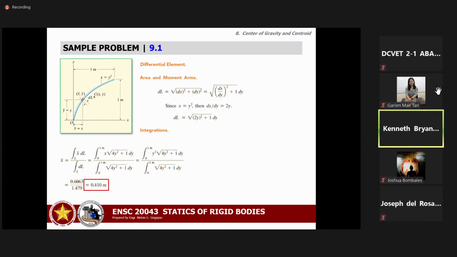Then for bar y, bar y is equal to the integral of y curl dl over the integral of dl. So that is equal to the integral of y times the square root of 4y squared plus 1 dy from 0 to 1, divided by the integral of the square root of 4y squared plus 1 dy from 0 to 1 in the denominator. Performing the integral, we have 0.8484 divided by 1.479, and it will give you bar y equal to 0.57 meter.